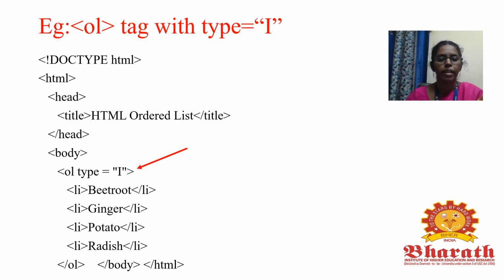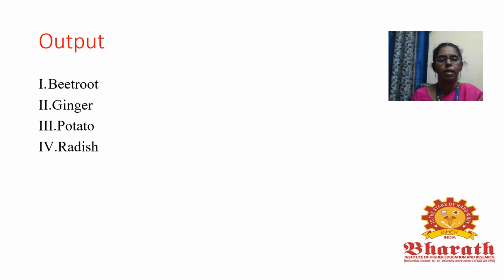Since we specify type is equal to capital I, so 1 beetroot, 2 ginger, 3 potato, 4 radish, all these list items will be displayed as uppercase Roman letters. So if you run this program in a browser, the output will be like this: I beetroot, II ginger, III potato, IV radish. So depending upon the applications, we can select either an ordered list or an unordered list, or you can select any type within that.